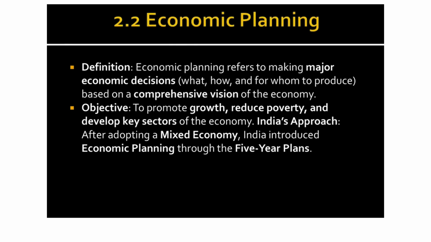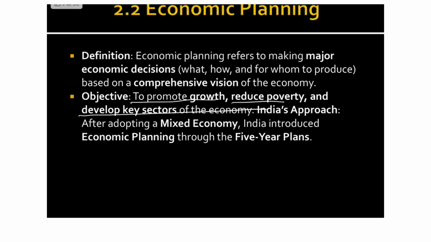Basically, the objective of economic planning is to promote growth, reduce poverty, and develop key sectors of the economy. So the objective of the planning was to promote the growth of the economy, reduce the poverty which was prevalent, and develop key sectors of the economy which would help the economy to rise up from where the Britishers had left it, and that was absolute doldrums.